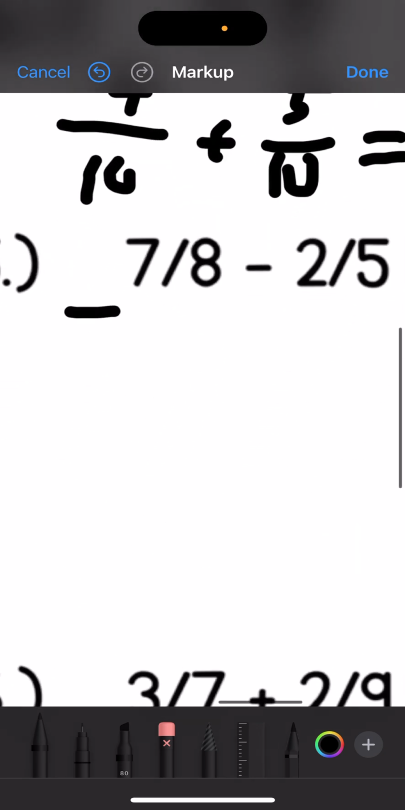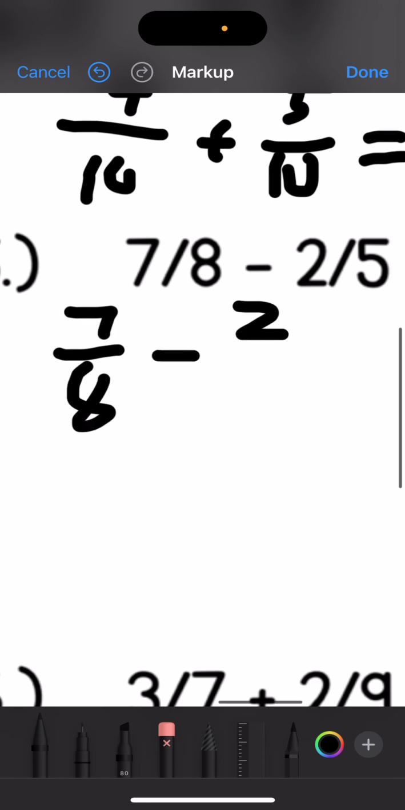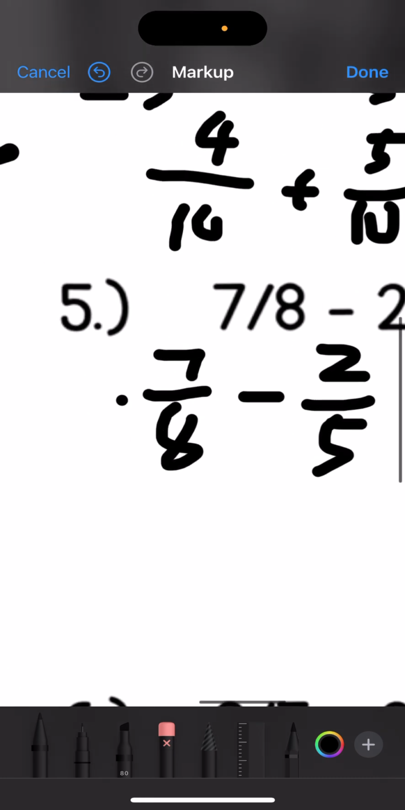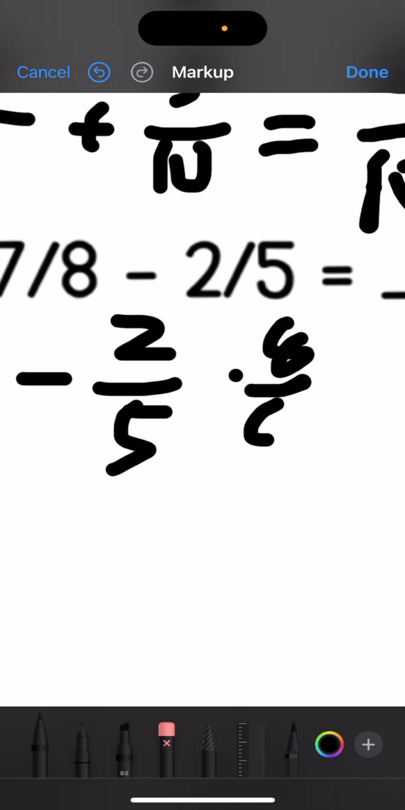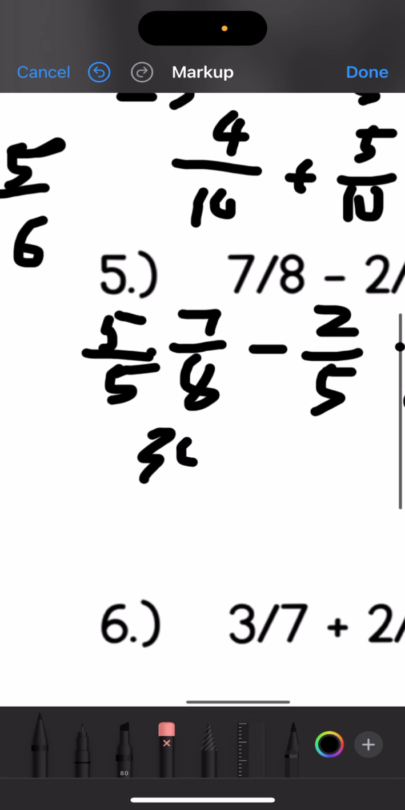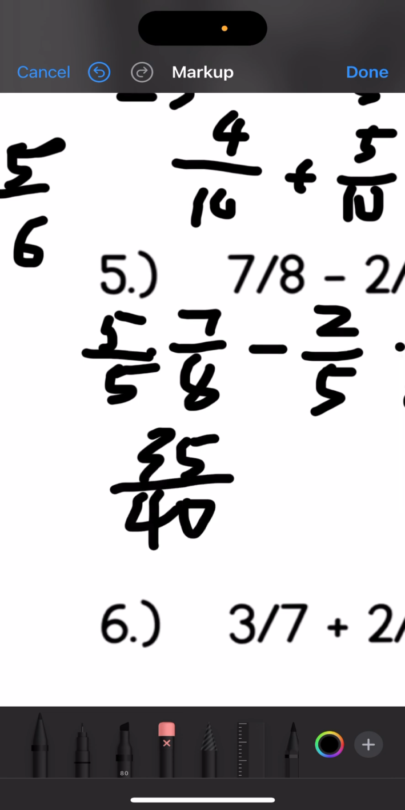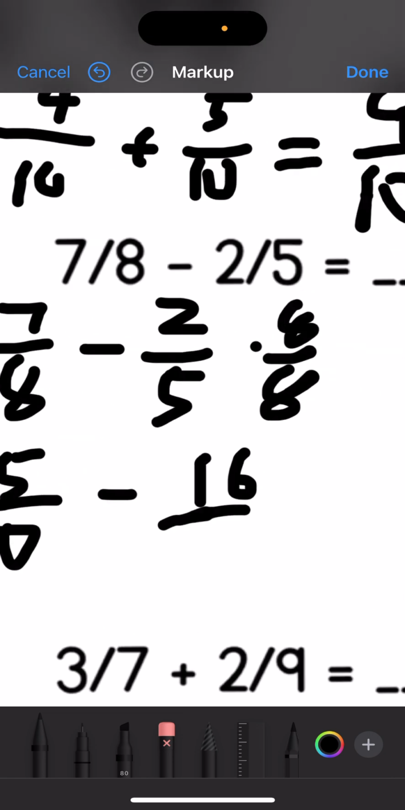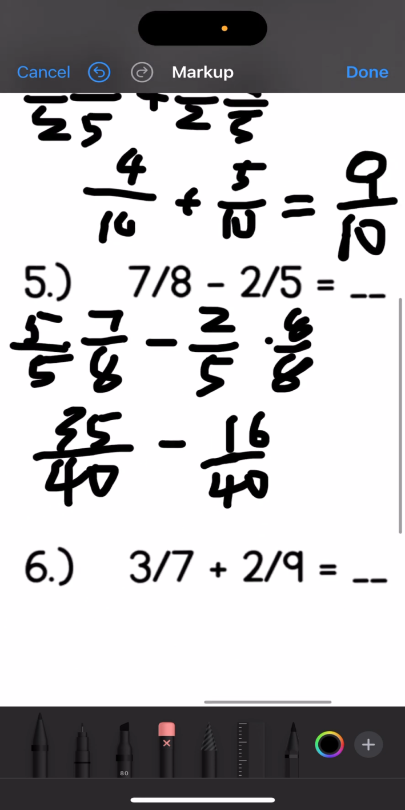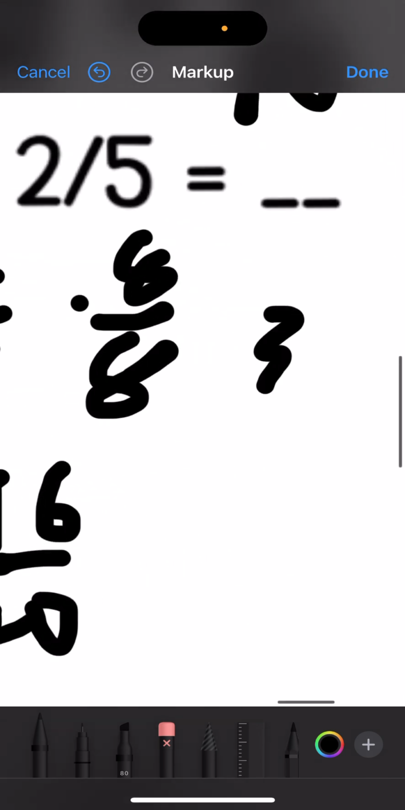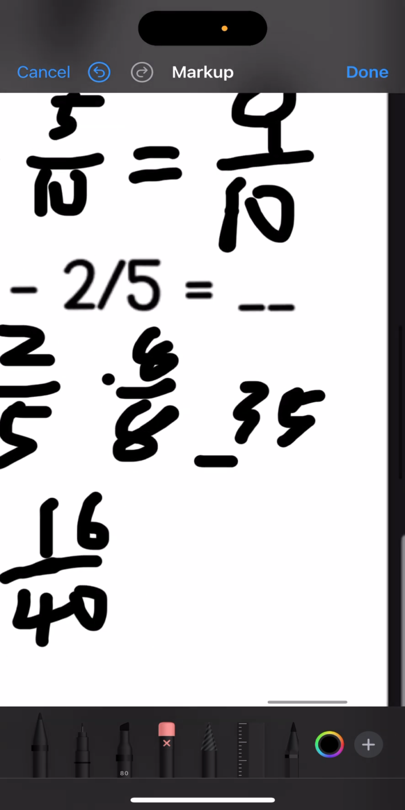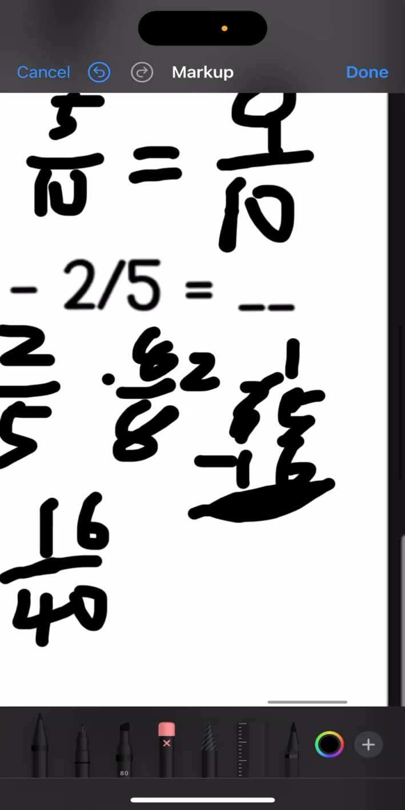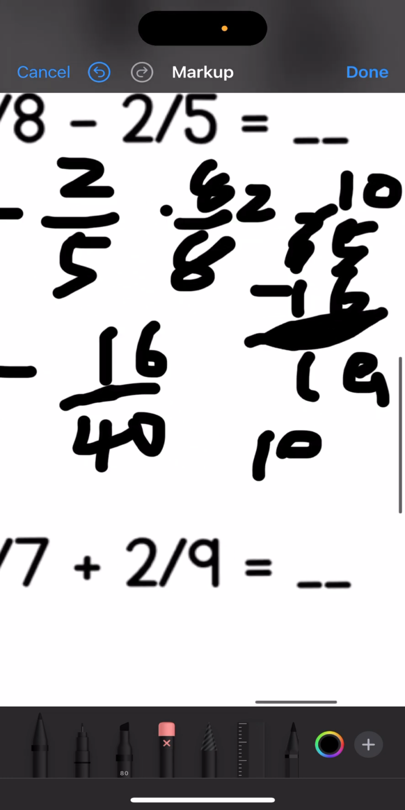Number 5, 7/8 minus 2/5. Again, we're going to multiply top and bottom by the other denominator. And that gives us 35 over 40 minus 16 over 40. And 35 minus 16, we could do that right here. 35 minus 16, that becomes a 2, that becomes 15. Minus 6, we will get 9. And 2 minus 1 will get 19. That'll be 19 over 40.